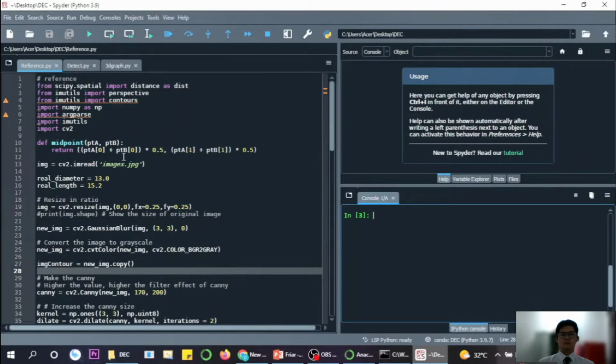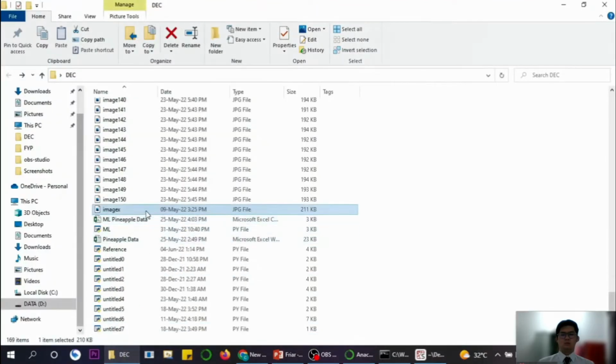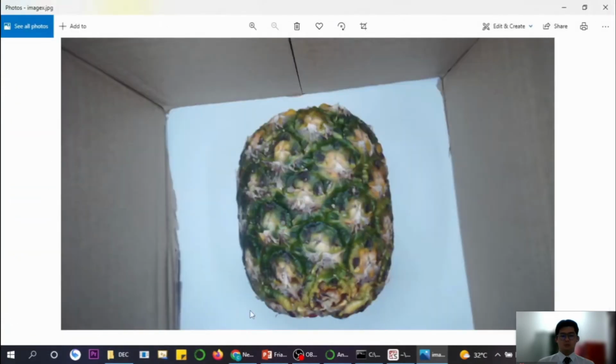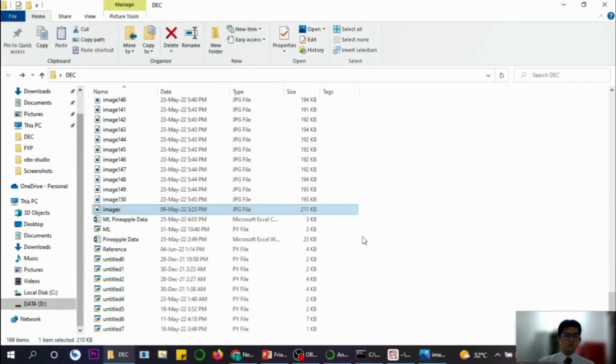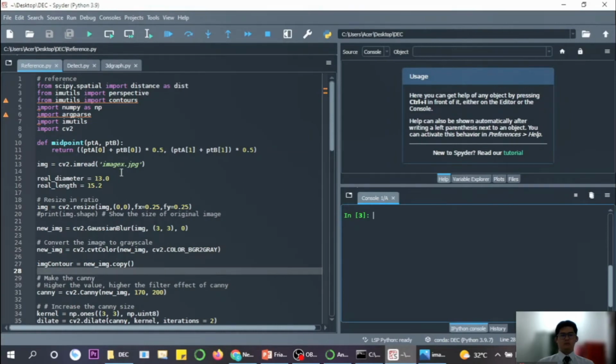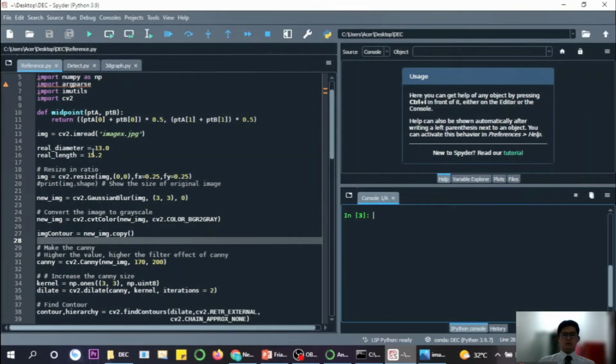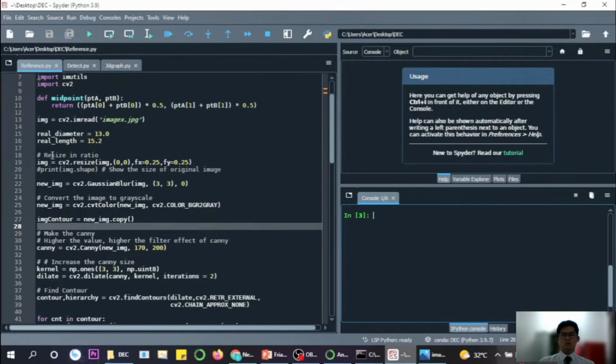The image X is our reference image. So now we'll look at the image X. The real diameter for the image X is 13.0 and the real length for the image X is 15.2. The step from line 19 until line 35 is the image processing algorithm to enhance the image so that we can get the contour.